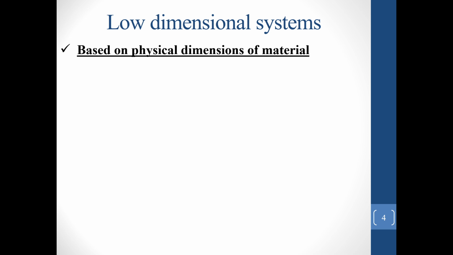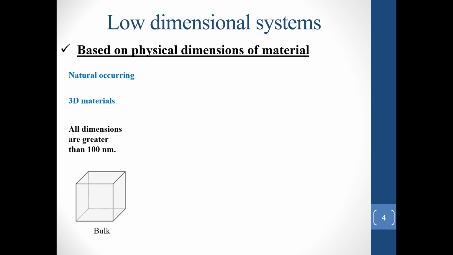So first of all, low dimensional systems based on the dimensions of the material. So in that we have naturally occurring materials or 3D materials in which all dimensions are greater than 100 nanometer, and those materials are known as bulk materials. In low dimension systems, we have 2D materials, we have 1D materials, and we have 0D materials.